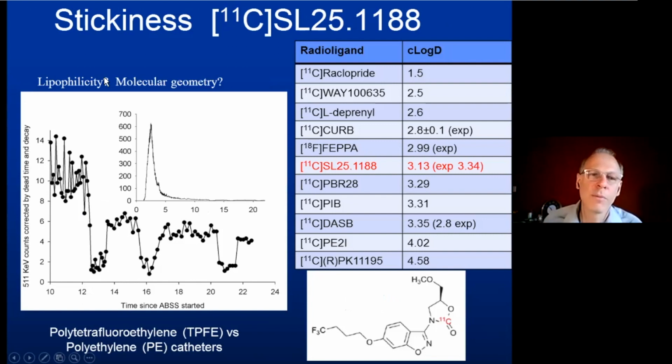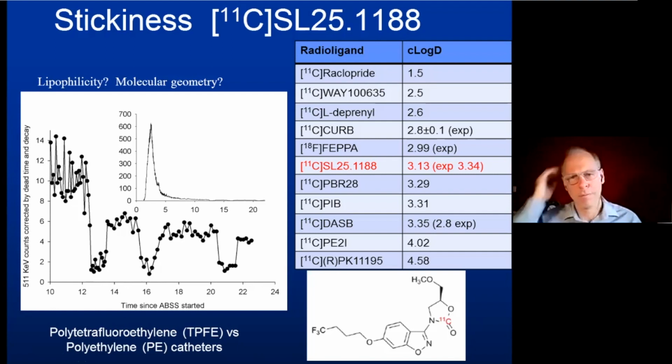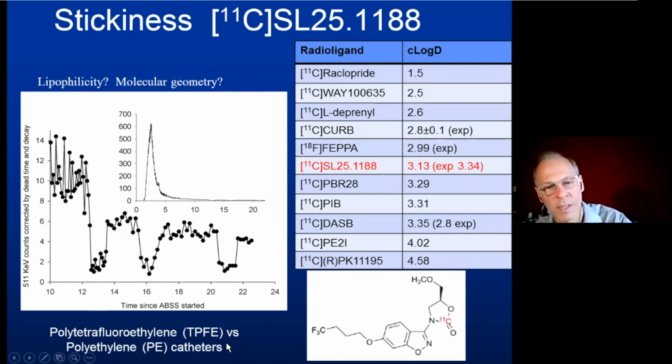Another problem that we have with ABSS is that the radioligands get stuck into the arterial line. So the ABSS measures some residual activity in addition to the one due to the circulation of the blood along the line. This problem can be partially solved using different materials for the catheters. And it's worse the higher the lipophilicity of a radioligand.